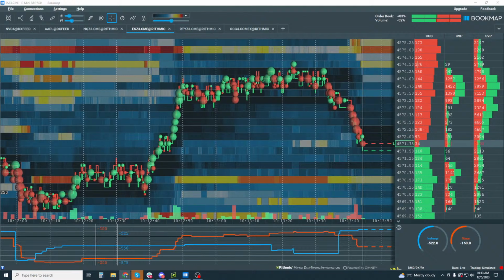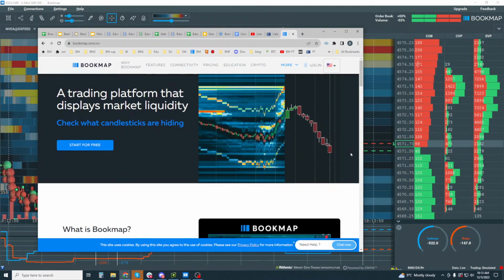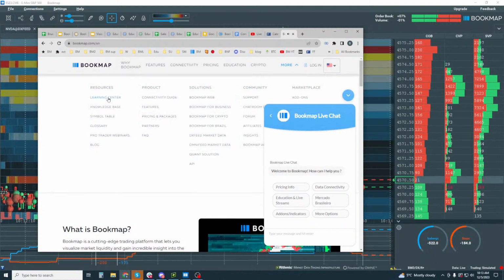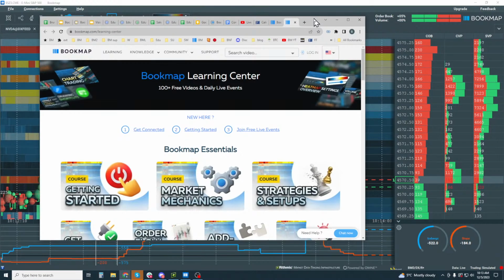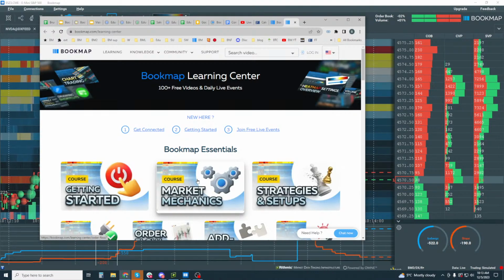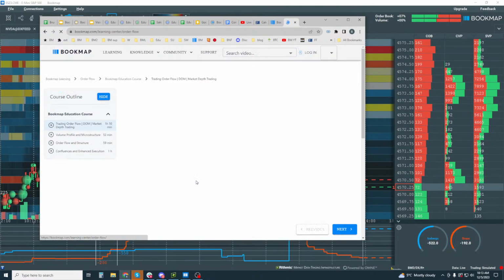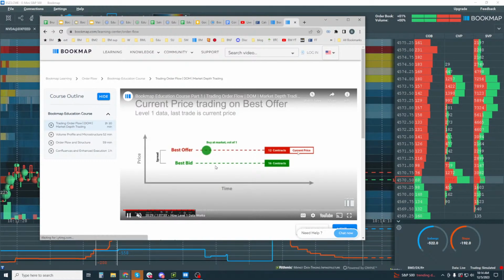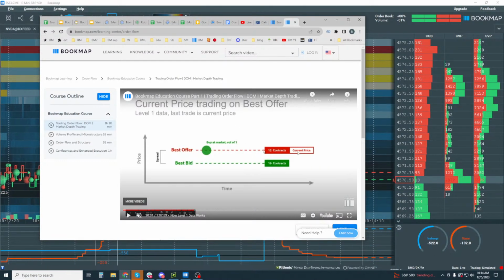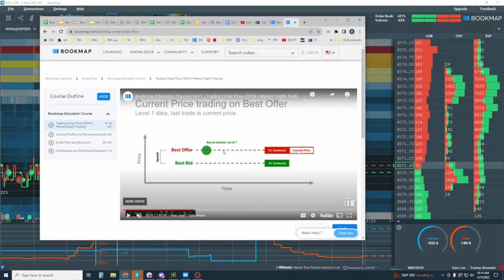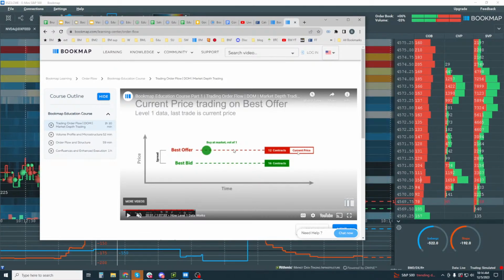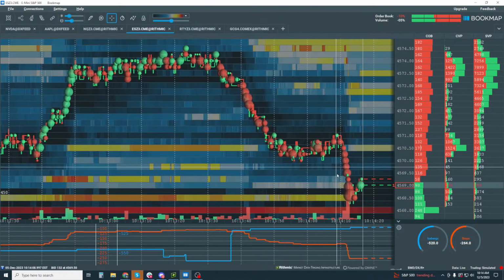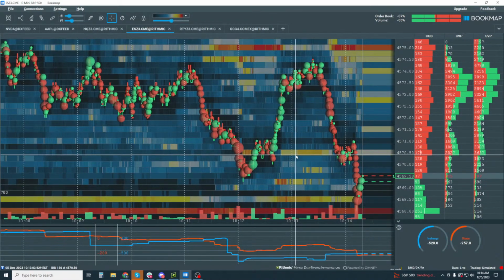If you go to bookmap.com, we've been going over this education for a long time. So let's go to the more button here and go to the learning center from bookmap.com. It is the market mechanics course in here. If you haven't seen it, I would recommend it. Part 1, go through it and understand things like what moves the market. We go through this in diagram form so that you can understand that. Once you understand this, you can extrapolate that to much higher time frames.